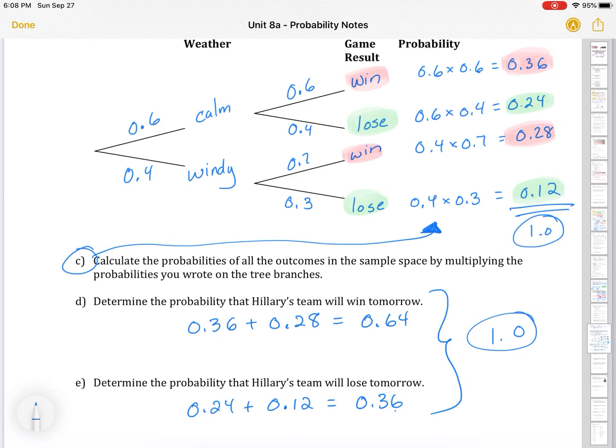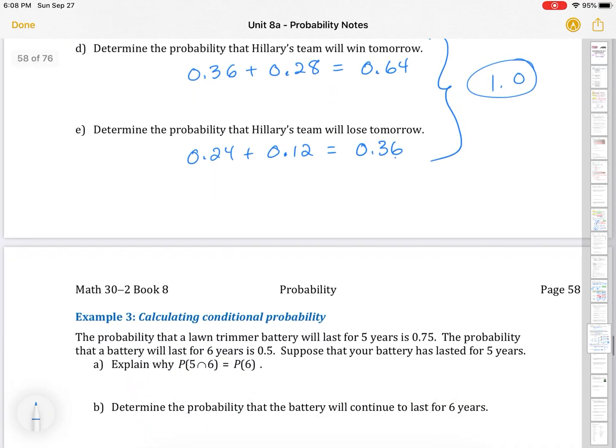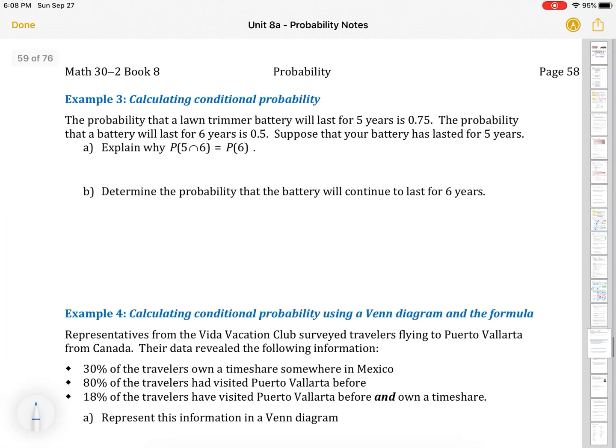All right? So the probability of them winning if it's calm, we can figure that out. Probability of them losing if it's calm. Winning if it's windy, or losing if it's windy. But we can figure out the overall probability for winning and losing just by separating those out.